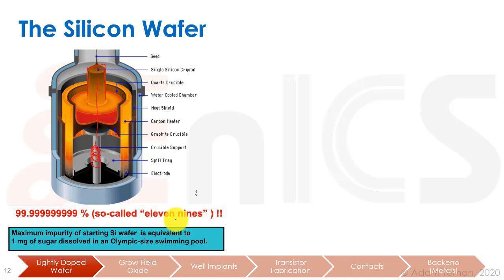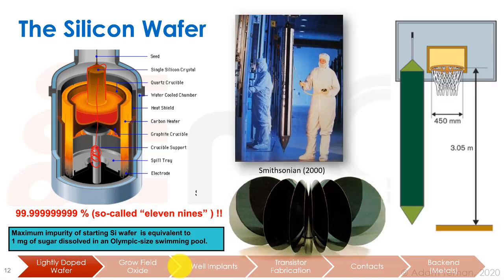It's so clean that we have the so-called 11 nines, 99.999999999% purity. What that means is that the maximum purity of a starting silicon wafer is equivalent to 1 milligram of sugar dissolved in an Olympic-sized swimming pool. So that's really clean. The P-type that we've discussed before is something that we dope purposely afterwards.